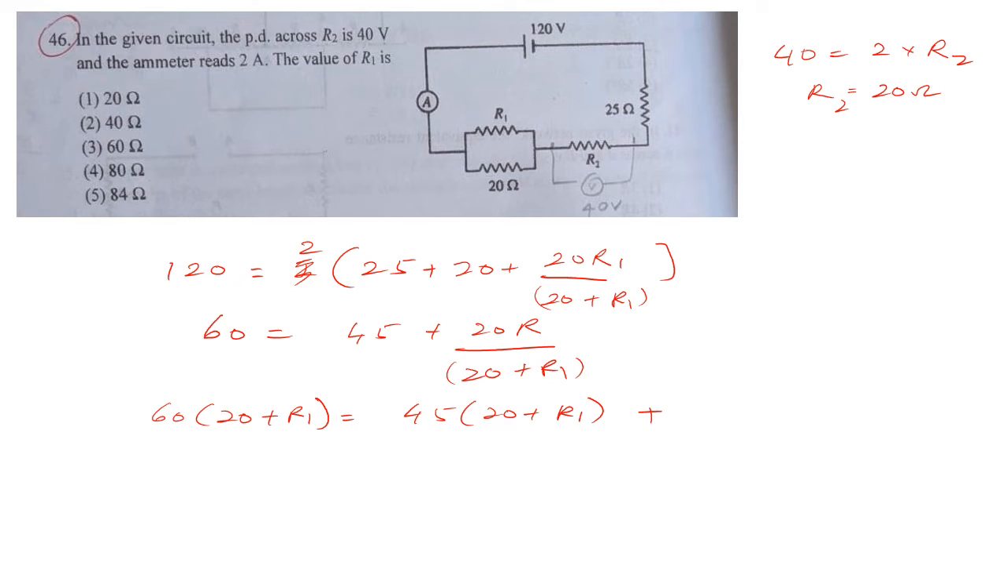plus 20R1. Okay, and this simplification would be easy if I already subtract this 45 from here. Anyway, we can subtract from here as well. So here 20 plus R1 and here 20 plus R1. So we take this to the other side. So we get 60 minus 45, which is 15, into 20 plus R1, right? Or else you can take this to here. So 60 minus, yeah, I would do it like that. Yeah, it will be easier.